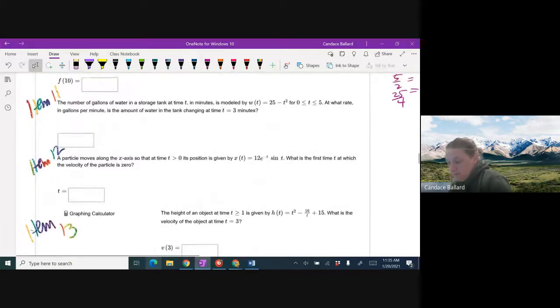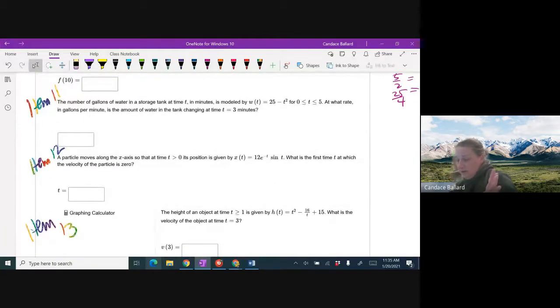Let's look at 12. Looks like a short one, right? So a particle moves along the x-axis at time t so that its position is given by x of t equals 12 e to the negative t sine t. What is the first time at which the velocity of the particle is equal to 0? So how do I get from position to velocity? What calculus do I need to do? Ah, the derivative. Nice. Okay.